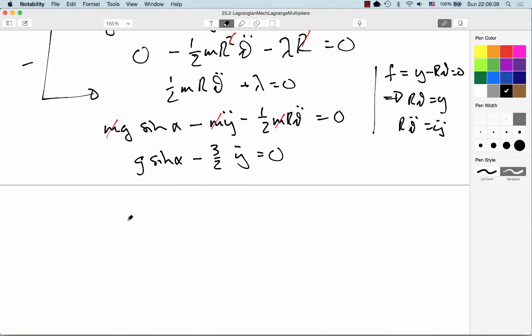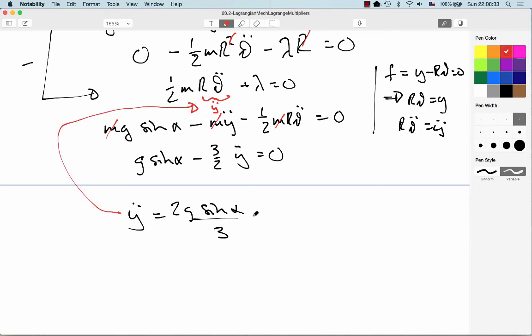So we get y double dot equals 2g sine alpha over 3. All right, now if we take that, so let's go and take this guy again. Recognize that this guy here is y double dot. If we go ahead and take that and substitute that in for the y double dot, we can solve for lambda.